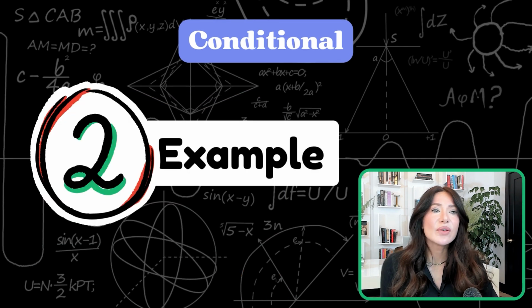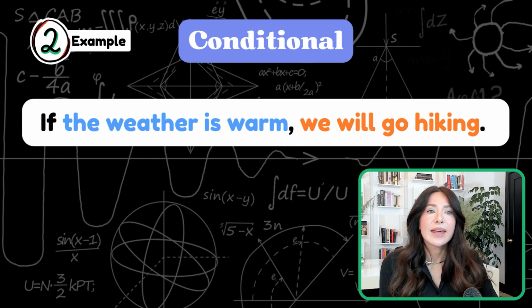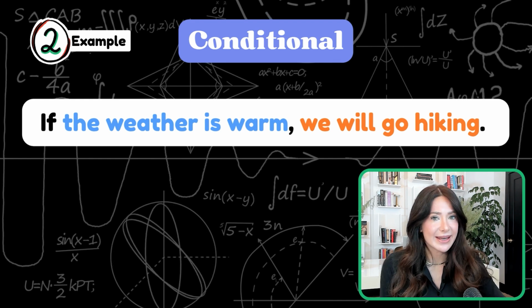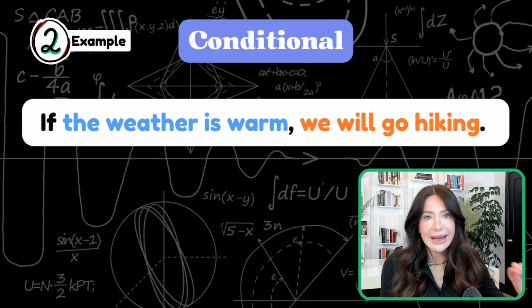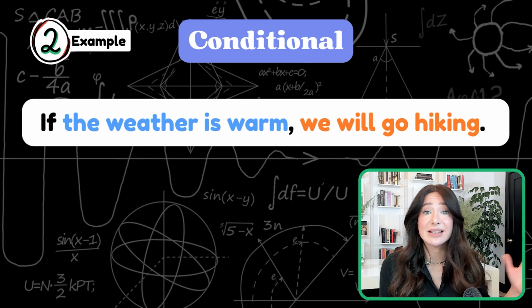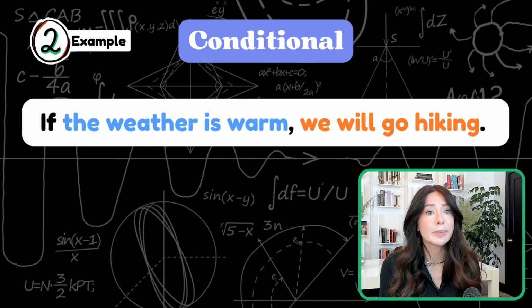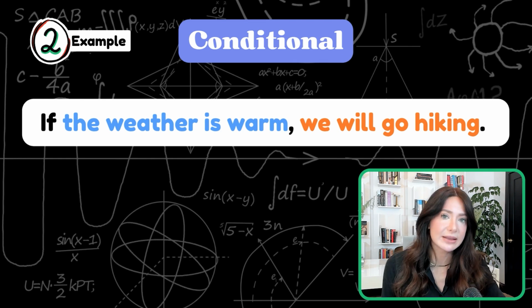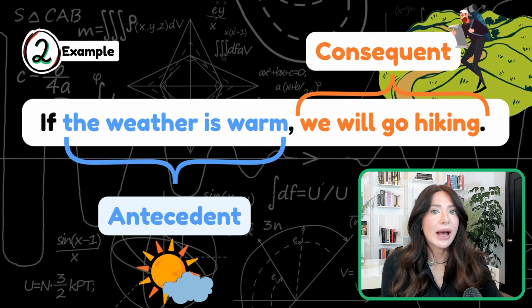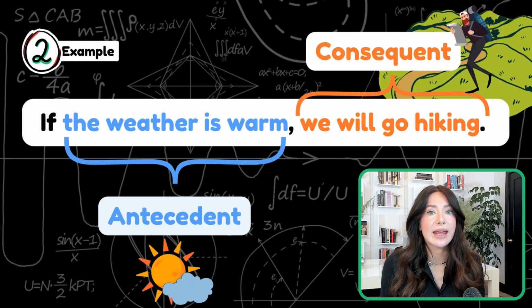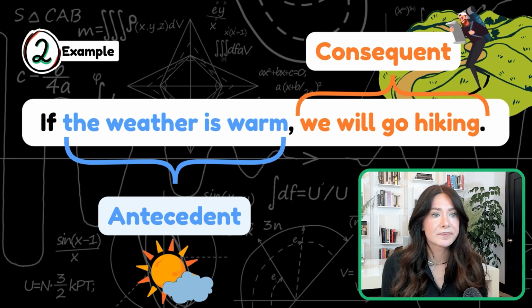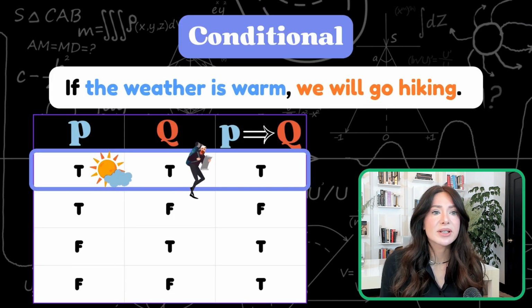All right, let's go over the second example. If the weather is warm, we will go hiking. Notice that there is no then in this statement, but it's still if P, then Q. Sometimes then is omitted, but if you insert it back, the sentence will make sense. First step, identify the antecedent and consequent, just like I've done here. Now let's go over the truth table line by line.